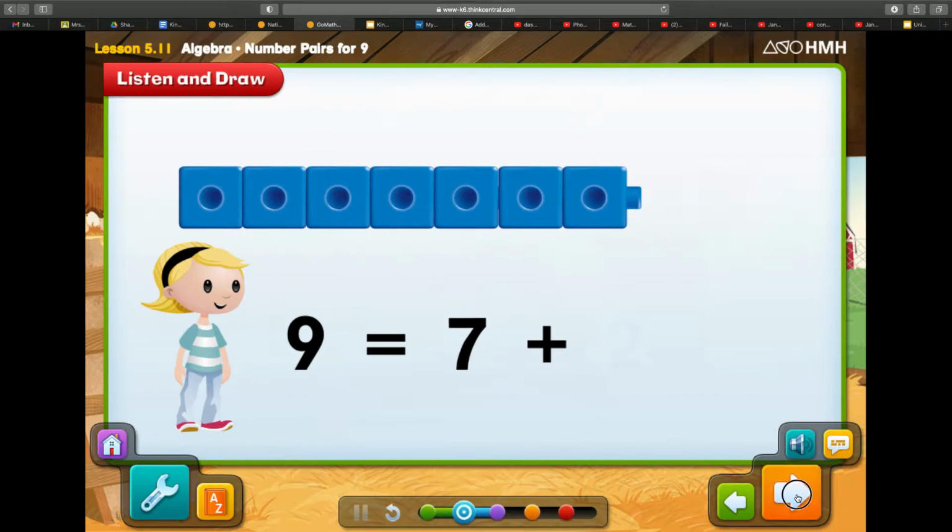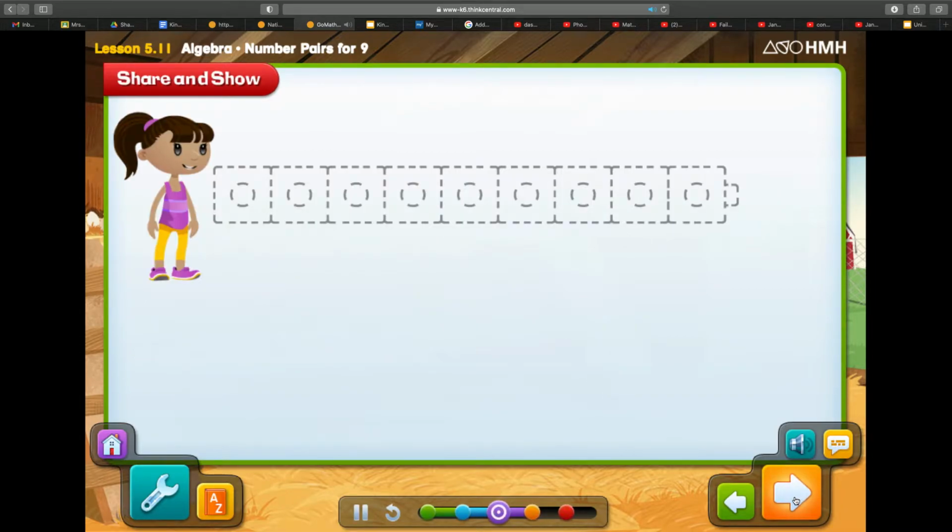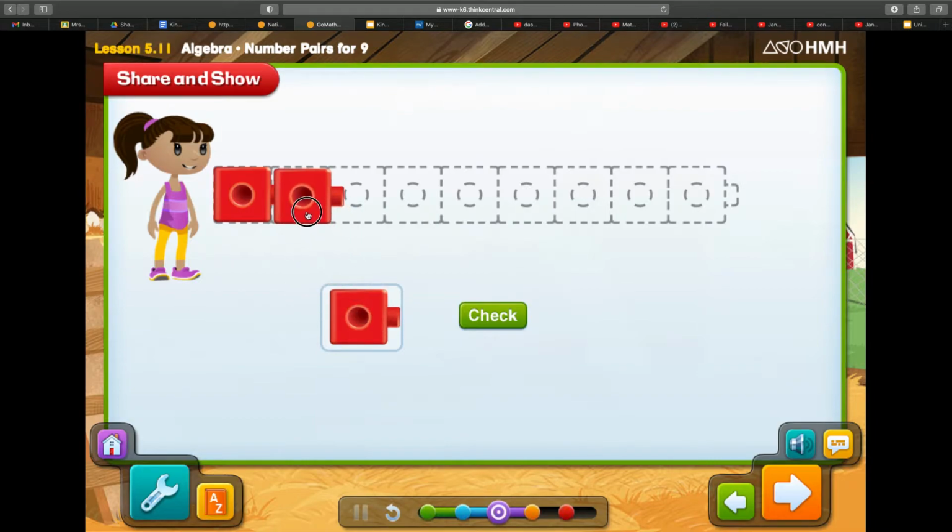I apologize for that. Rose has a 9-cube train with 3 red cubes and 6 blue cubes. Drag 3 red cubes to the cube train to show Rose's red cubes. And she said drag 3, so count with me. 1, 2, 3. So I've put 3 red cubes, so I'm going to click check. Good job! You put 3 red cubes on Rose's cube train.